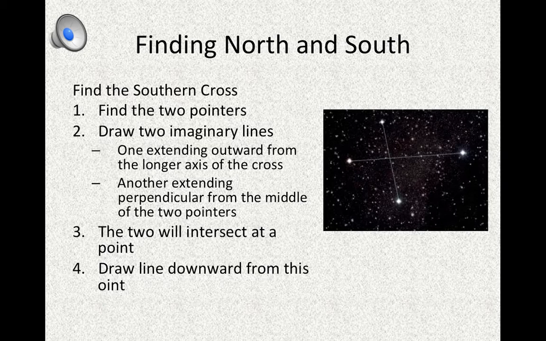Next, you'll draw 2 imaginary lines, one extending outward from the longer axis of the cross, and another extending perpendicular from the middle of the 2 pointers. The 2 lines will intersect at a point. Once you've identified this point, draw one last imaginary line downward, and you've found the South Pole. You can now use this to reference north and south.